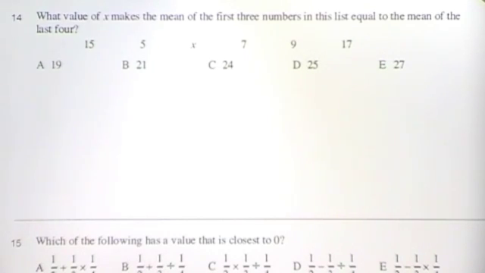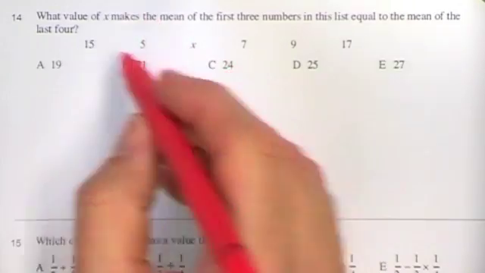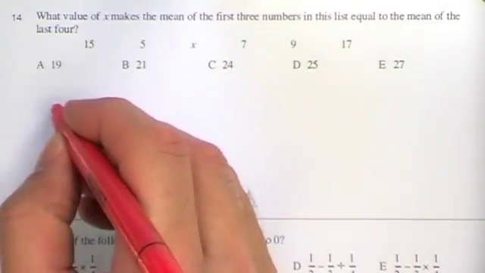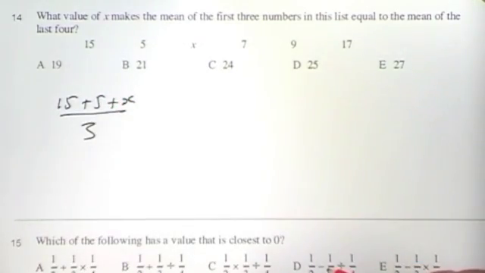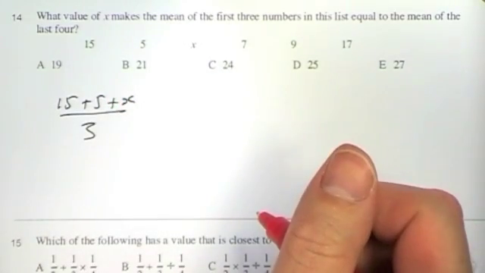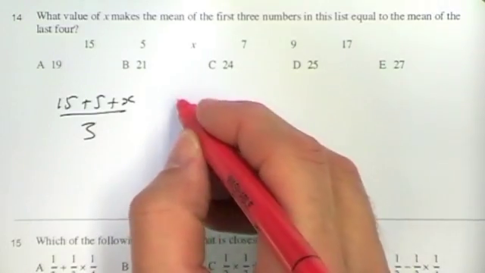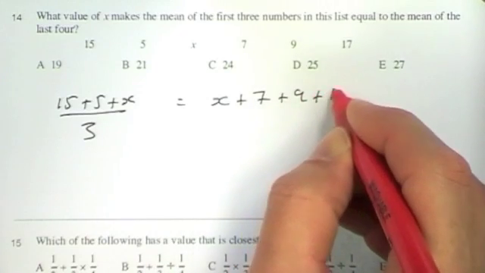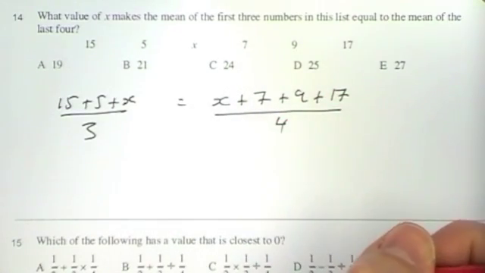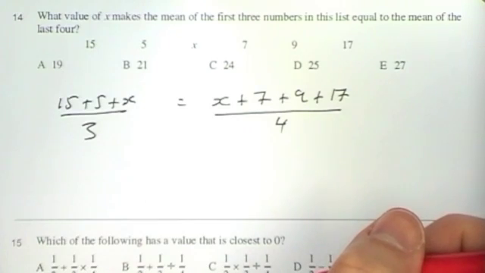Question 14. What value of x makes the mean of the first 3 numbers in this list equal to the mean of the last 4? If I work out the mean of those numbers there, it's going to be adding them together plus the x and divide by 3. And that says it must equal the mean of the last 4, which is adding them together and dividing by 4. So now it's just solving that equation.